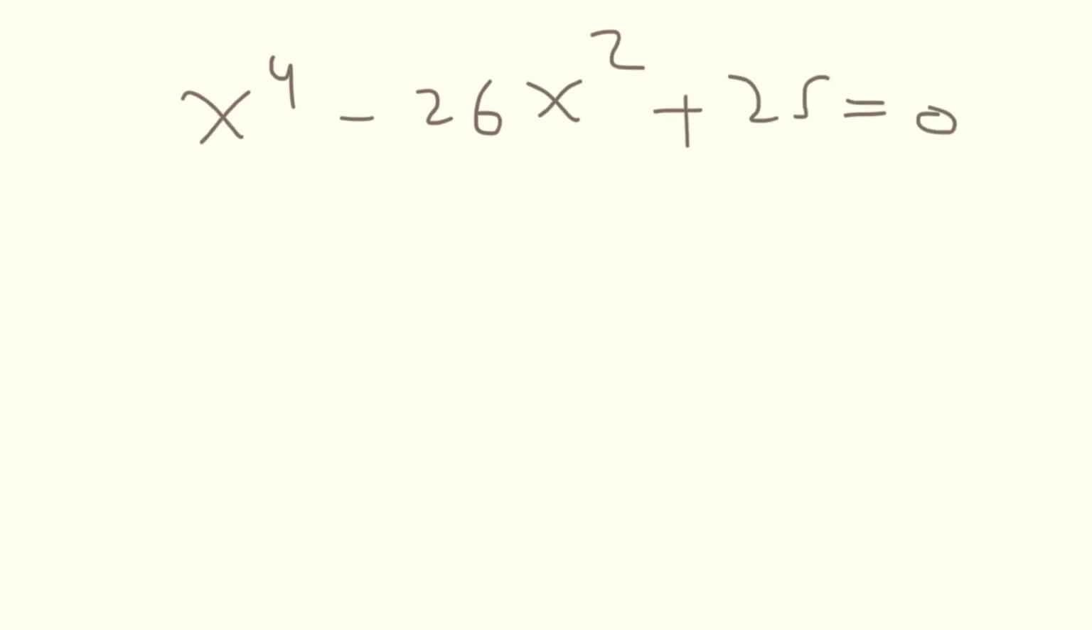I have this equation, x power 4 minus 26x squared plus 25 equal to 0. Assume that x squared equal to y. Okay? Now square both sides.